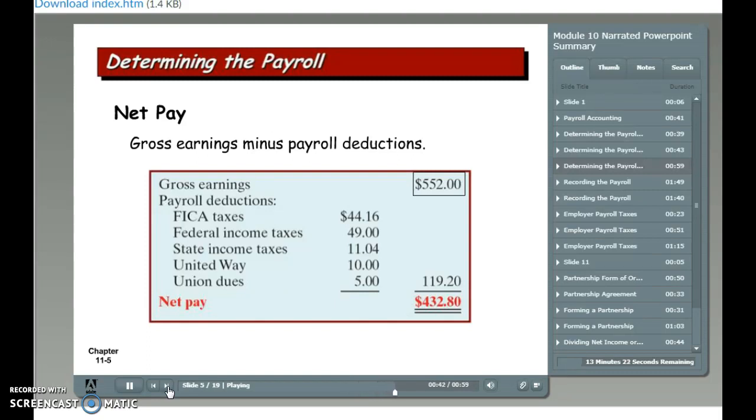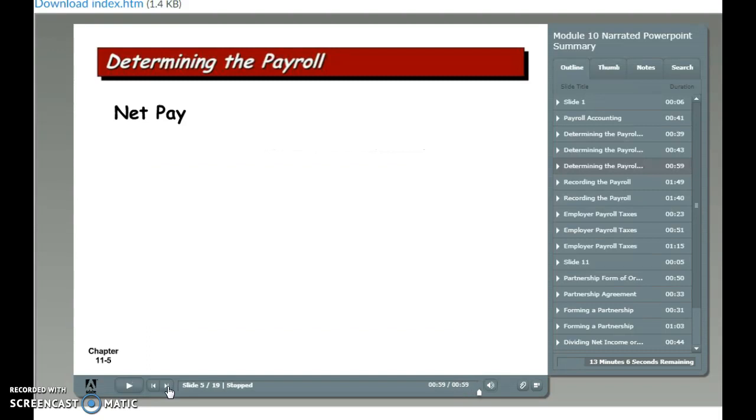Totaling FICA taxes, federal income taxes, state income taxes, United Way, and union dues results in total withholdings of $119.20. The employee's net pay is $432.80.